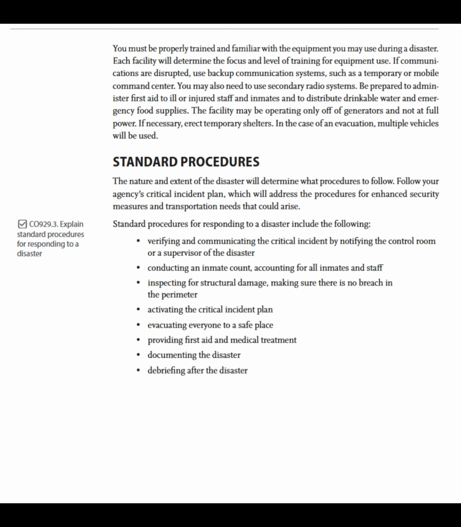Verifying and communicating the critical incident by notifying the control room or a supervisor of the disaster, conducting an inmate count, accounting for all inmates and staff, inspecting for structural damage, making sure there is no breach in the perimeter, activating the critical incident plan, evacuating everyone to a safe place, providing first aid and medical treatment, documenting the disaster, debriefing after the disaster.